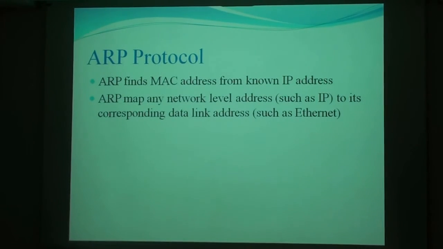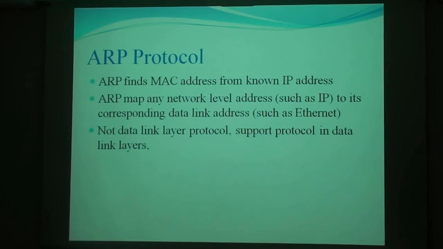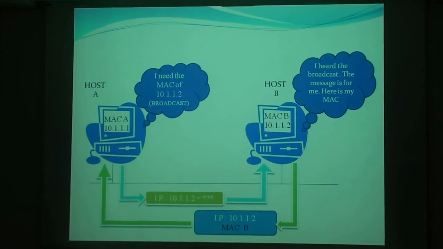ARP maps any network level address such as IP, then it may be IPv4 or IPv6, to its corresponding data link address such as Ethernet. In this case, it is a MAC address. It is not a data link layer protocol, but it supports a protocol in a data link layer. Let's see a scenario where an ARP protocol works within a LAN.